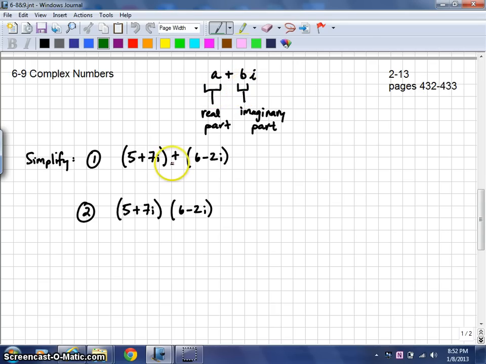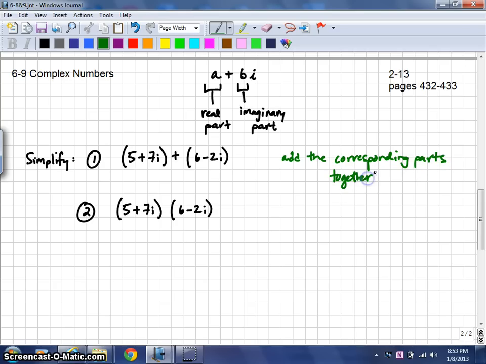The lesson today is to illustrate how to deal with complex numbers when you're adding and subtracting, when you're multiplying, and later on when you're dividing. We'll start with the easy part, trying to add complex numbers. When you're adding a complex number, you add the corresponding parts together. What that means is you add the real parts together and you add the imaginary parts together.